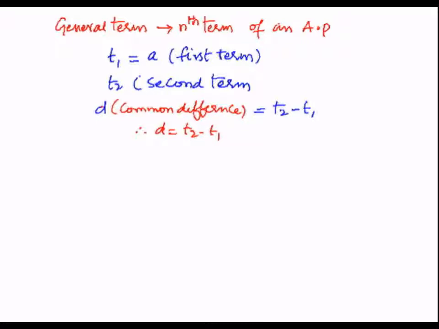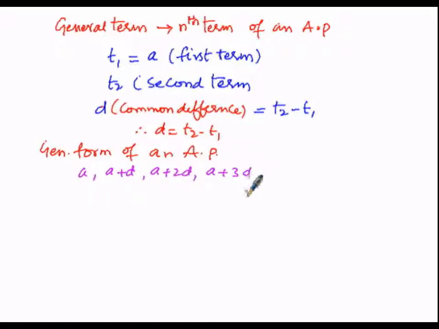Then the general form of an AP is given by A, A plus D, A plus 2D, A plus 3D, A plus 4D, and so on.